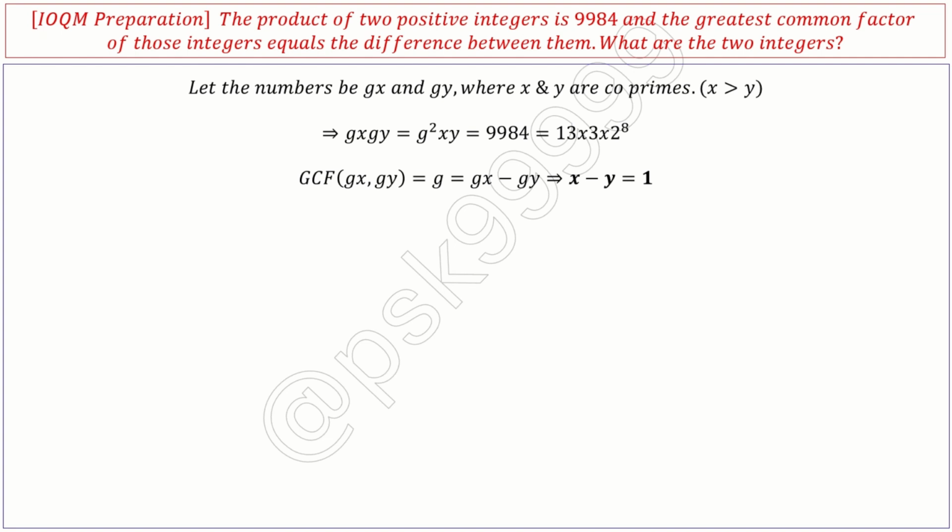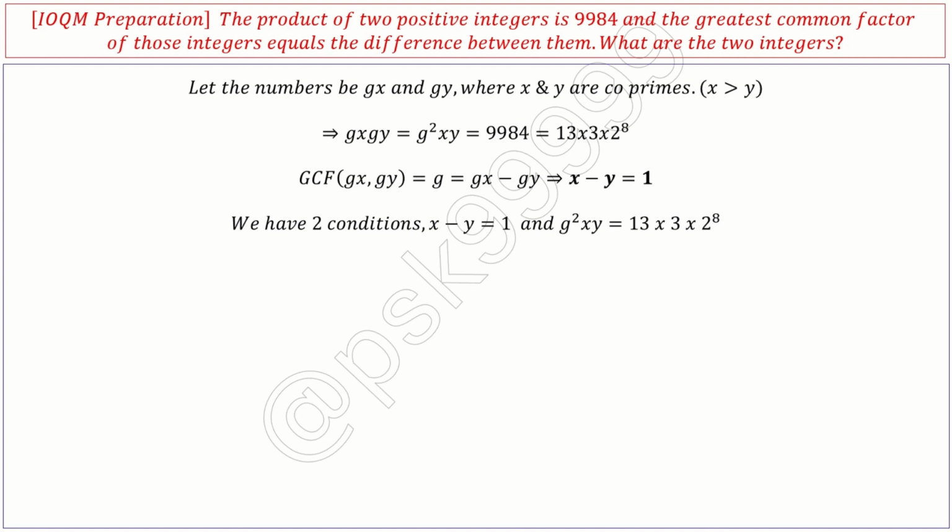It's equal to the difference between those two numbers. Since x is greater than y, we can say Gx minus Gy. Which means if I cancel G on both sides, I'll get x minus y equal to 1. This is my first condition. Correct? Next, we have two conditions here now.